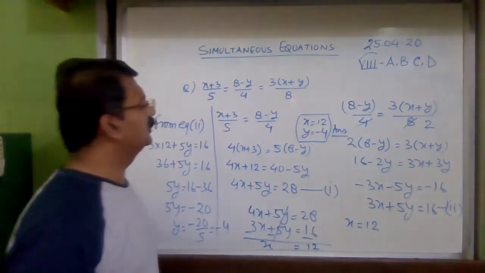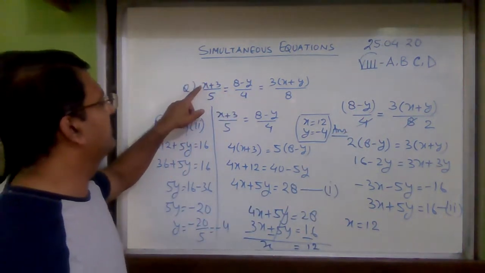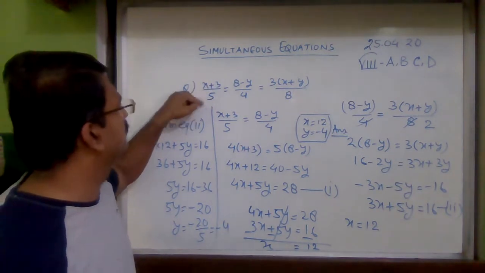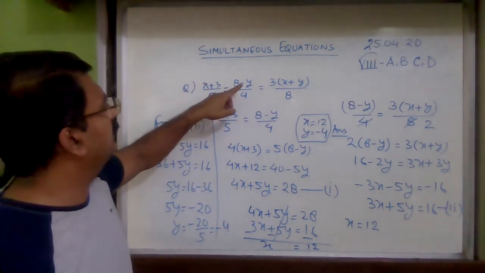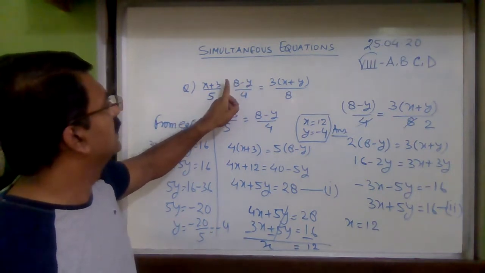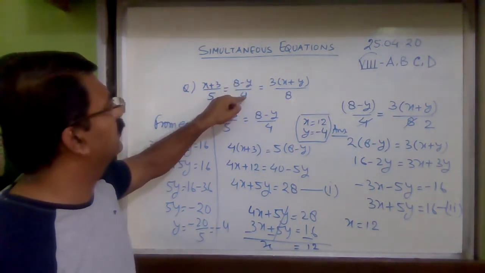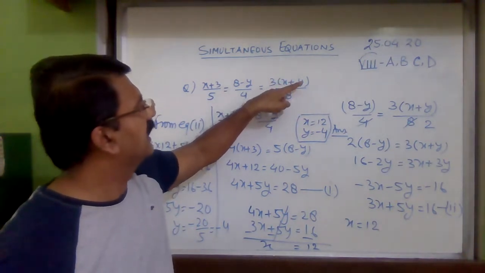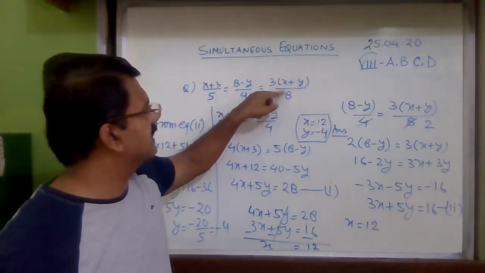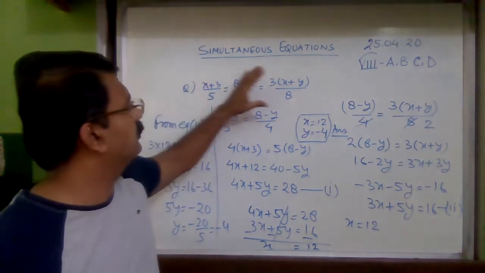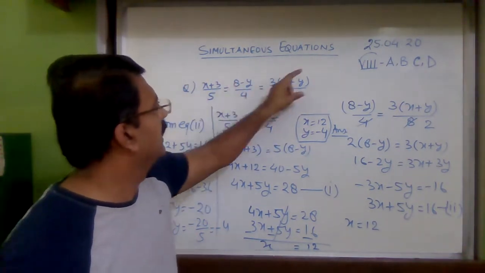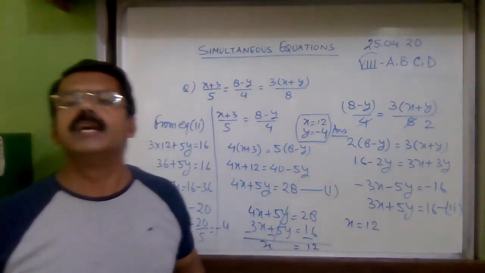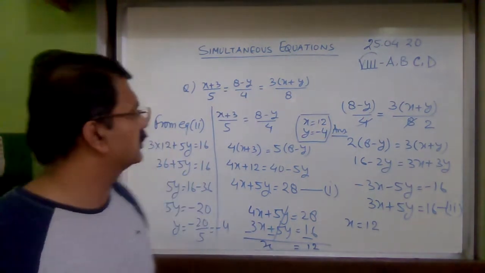If you want to check, put 12 here: 12 plus 3 is 15, upon 5 becomes 3. Then put y is equal to minus 4 here: 8 plus 4 is 12, by 4, this is also 3. And then 12 minus 4 is 8, the 8 cancels out, again 3. So you can see when we put the values of x and y in the given equation, all three parts have the same value, equal to 3. This is only for verification purposes.